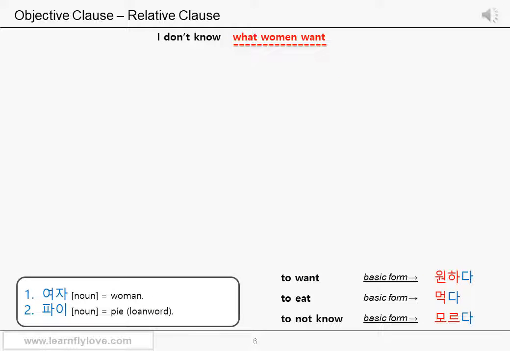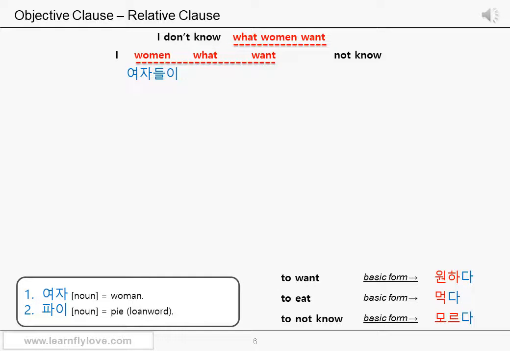I don't know what women want. This time we use the relative pronoun what in the clause. You know where you put the main subject I and the main predicate part not know. Then let's rearrange the words in the clause. Women comes first because it's a subject of the clause. What takes the position of an object, and you know why. The verb of the clause want comes at the end. So I, women what want, not know.